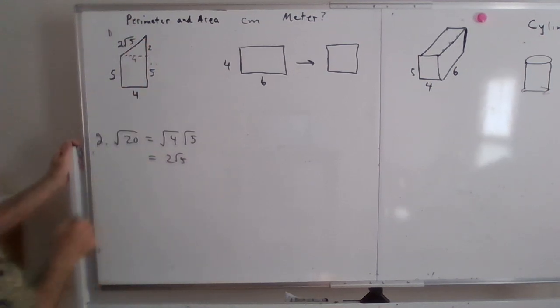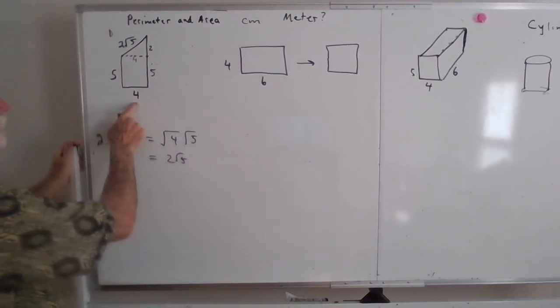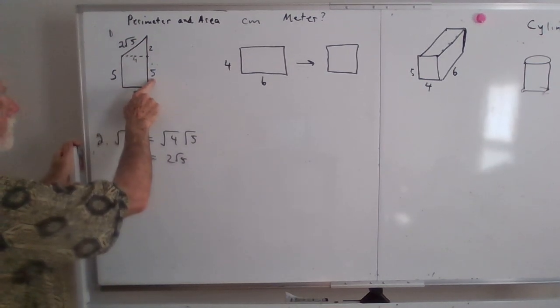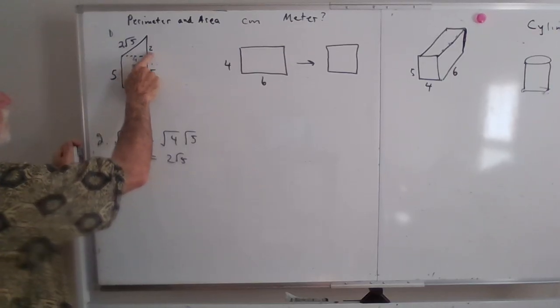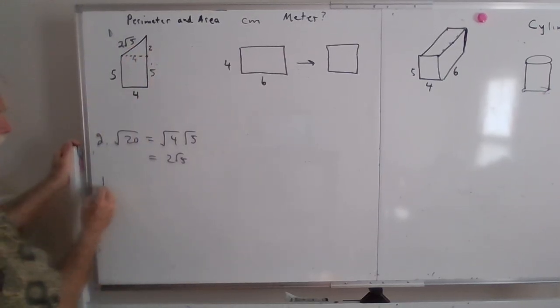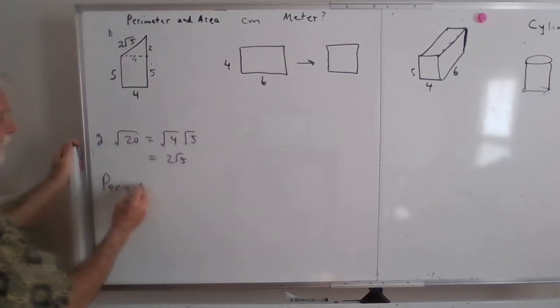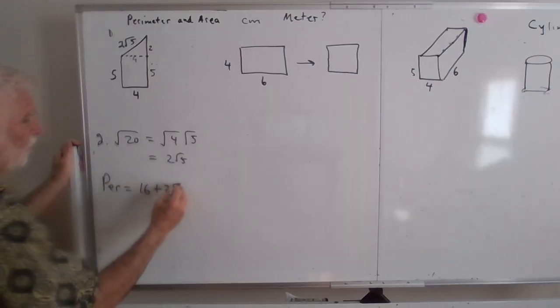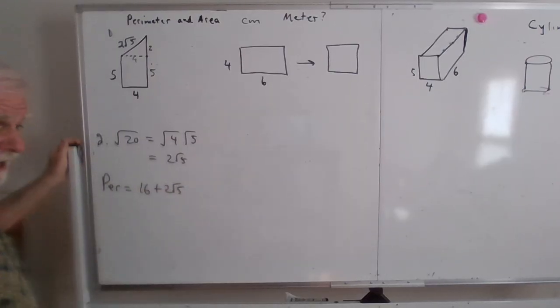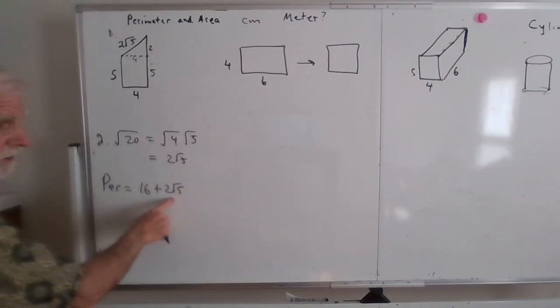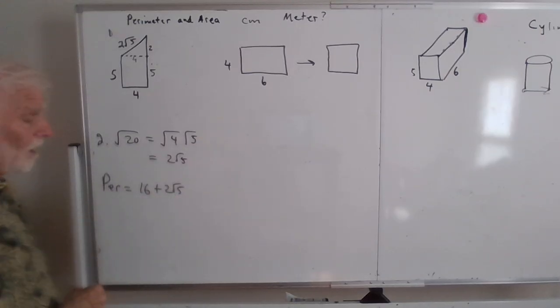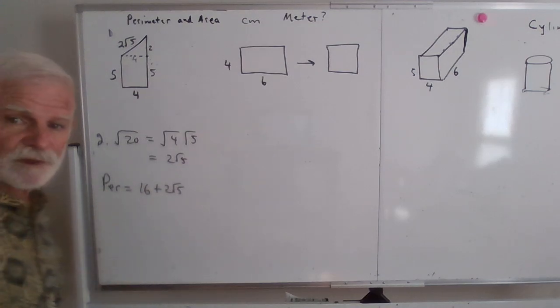So what's the perimeter? 5 plus 4 is 9, plus 5 is 14, plus 2 is 16, plus 2 root 5. So perimeter equals 16 plus 2 root 5. I can't put those numbers together as they are currently written. So that's the perimeter. And if you want to change that into a decimal, go to Google, type in 2 square root of 5, add it to 16, and you'll have a more familiar length.